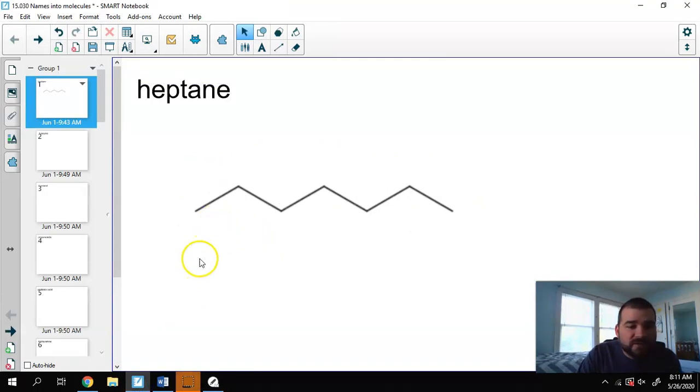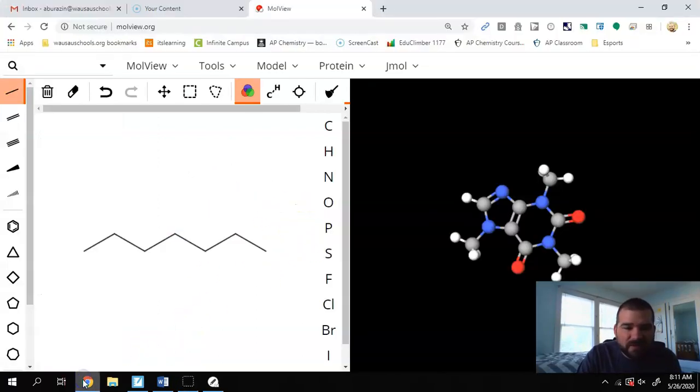Now, you could use the C's and the H's, obviously, if you wanted to. You're more than welcome to include all the C's and all the H's. But really, these little lines, these segments, and again, every end and every intersection is a carbon, it's a little quicker. It's a little easier. Hopefully that wasn't too clunky. Anyway, let's go to number 2.